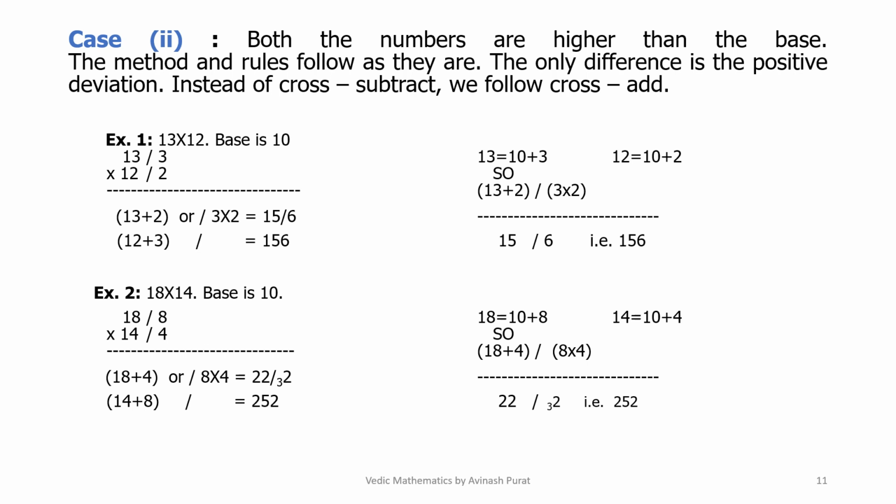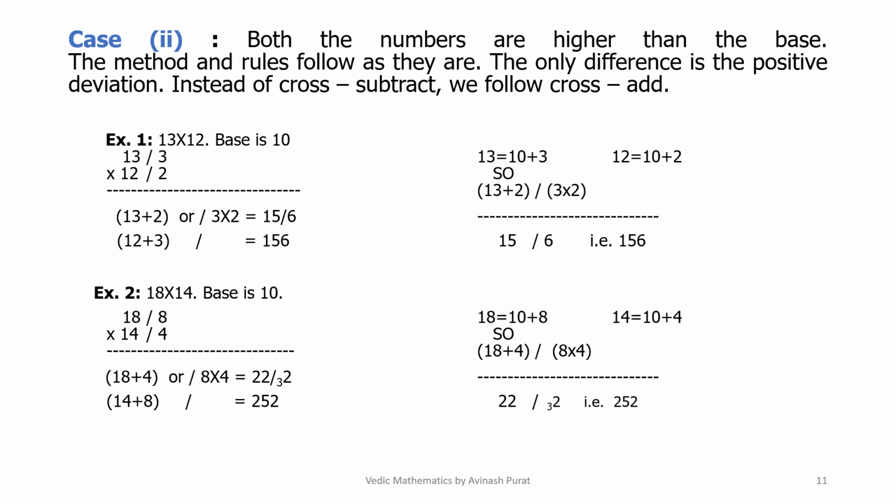Second example, 18 into 14, again base is 10. 18 stroke 8 multiplied by 14 stroke 4, that is 18 plus 4, or 14 plus 8, stroke 8 into 4, that is 22 stroke 32. Now base is 10, so only one zero, one figure on the right side and 3 is to be taken to the left. So the answer would be 252.